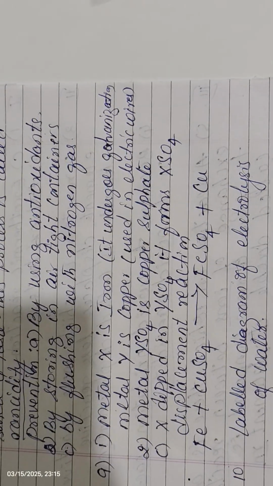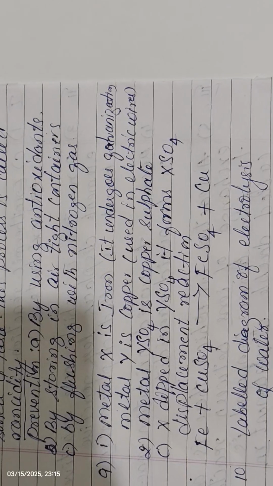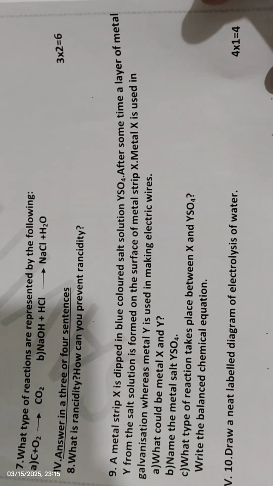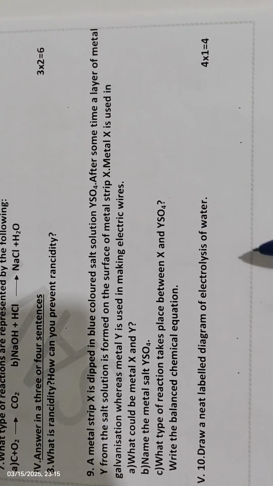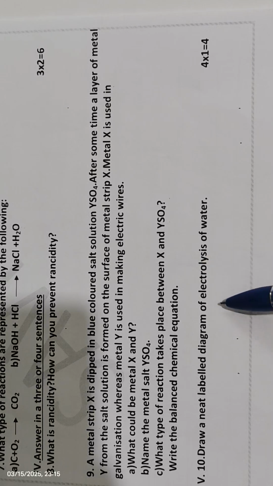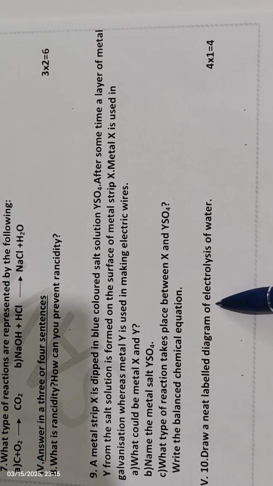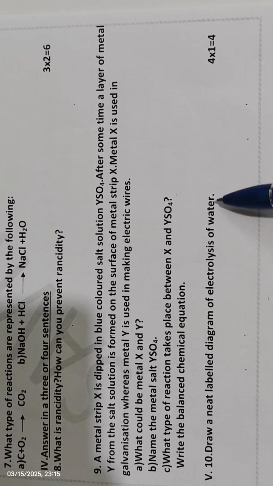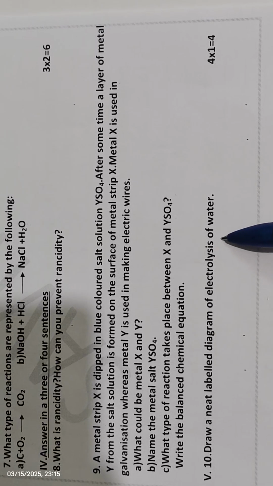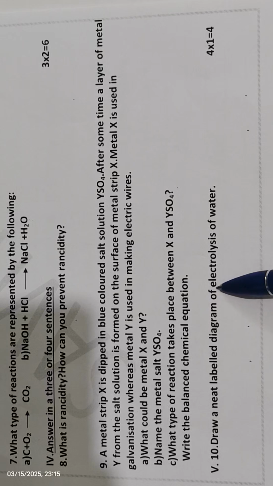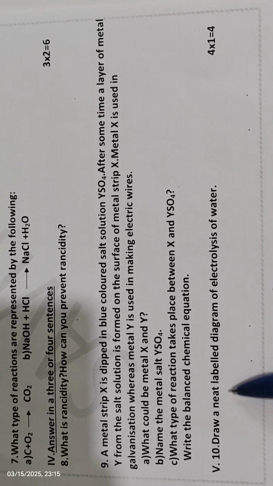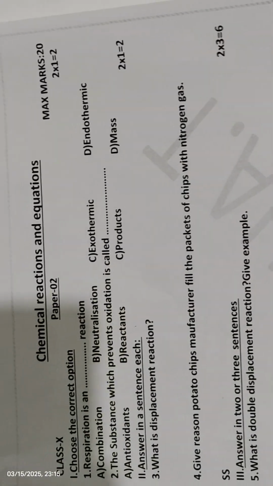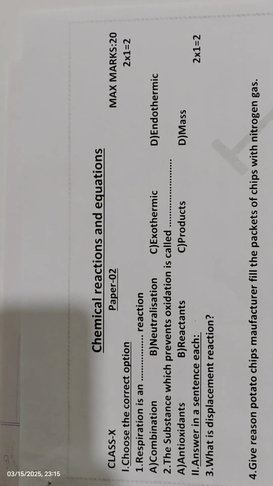Okay, so the last question, question number 10. We'll see the last question. Draw a neat labeled diagram of electrolysis of water. See, as the same question is repeated every time, you should keep in mind that electrolysis of water is a very important diagram. So you have to practice this question every time. In the first chapter, electrolysis of water is very important. So by this we have successfully answered unit test paper 2.